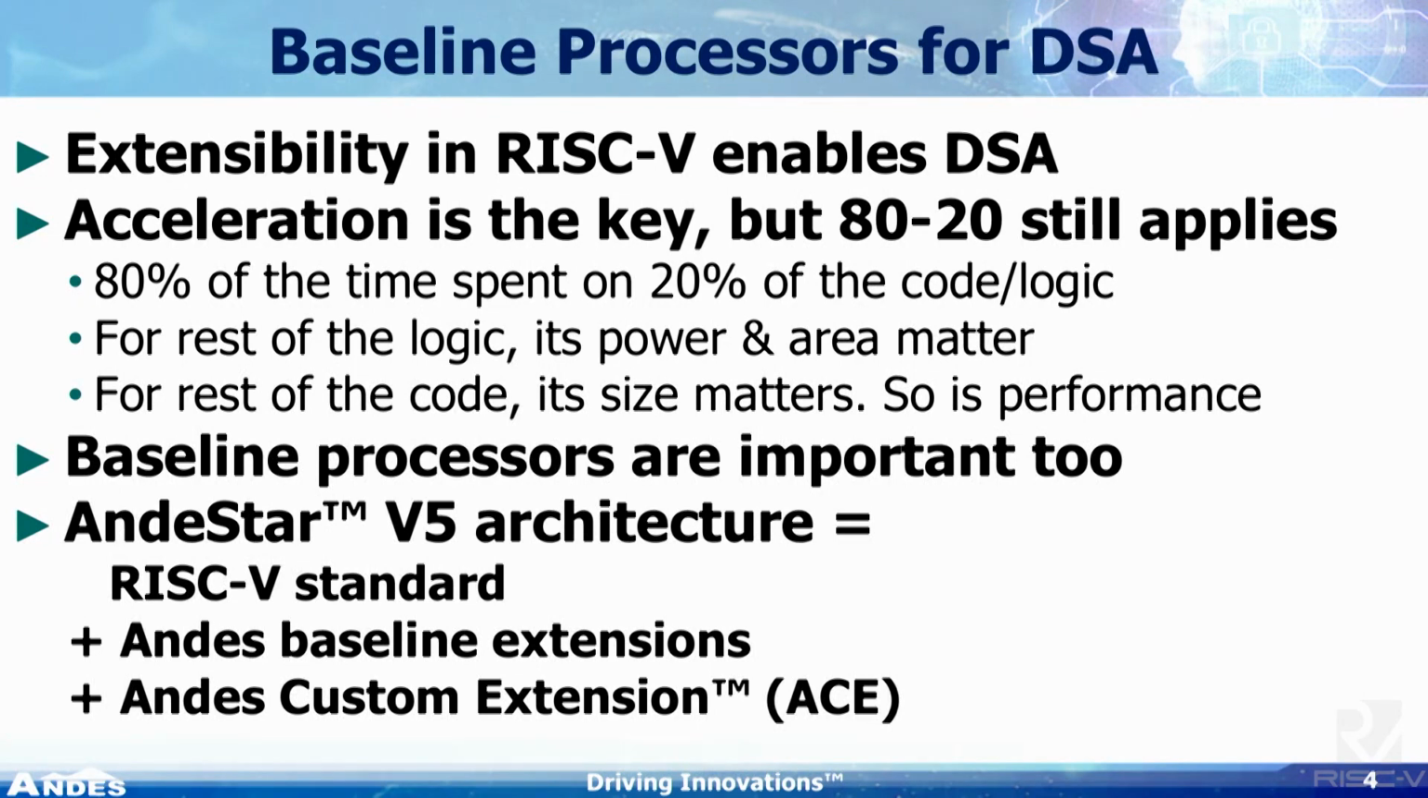Extendability in RISC-V is the best thing, which enables the domain-specific acceleration. Acceleration is the key, but because the 80-20 rule always applies, that means 80% of the time is spent on 20% of the code or logic, but for the rest of the logic, the power and area probably matter. And for the rest of the code, its size matters in some applications, and so does the performance, if you can take those laws into consideration. So baseline processors are important too.